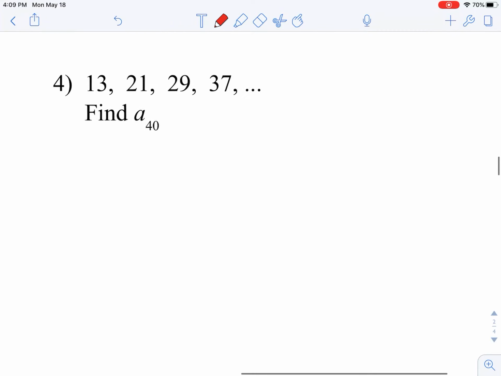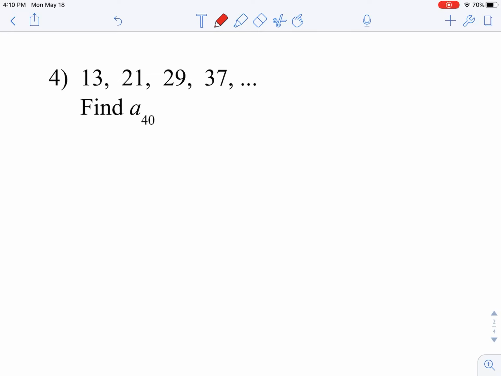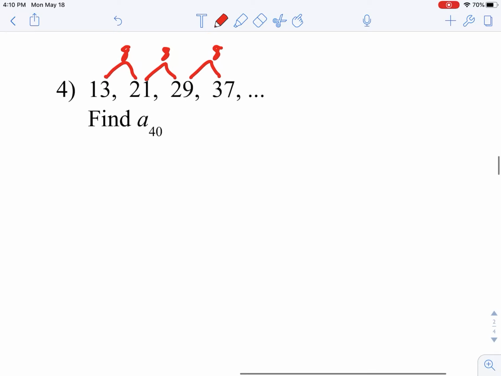But let's look at number 14. If I do 21 minus 13, what's 21 minus 13? 8. 29 minus 21 is 8. 37 minus 29 is 8. Same number every time. This is arithmetic, so I'm just going to do a little yes.